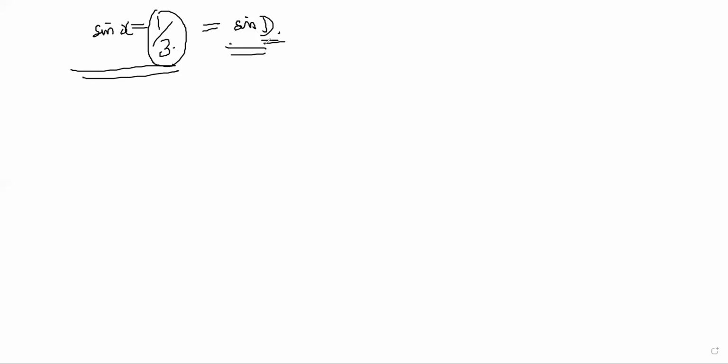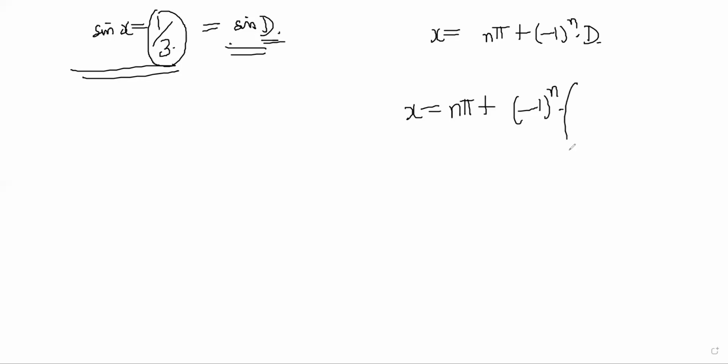So if I knew the d, my answer would have been what? n pi plus minus 1 to the power n d, right? Yes, sir. So now my answer will be x is equal to n pi plus minus 1 to the power n into d, where d is sine inverse 1 by 3. I'm just saying I don't know it, but it must be some constant value, right?